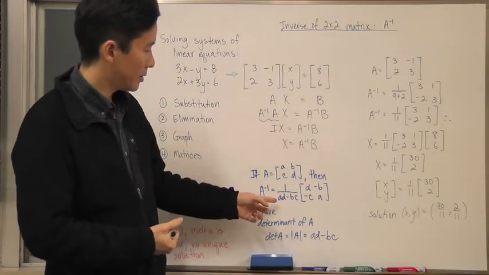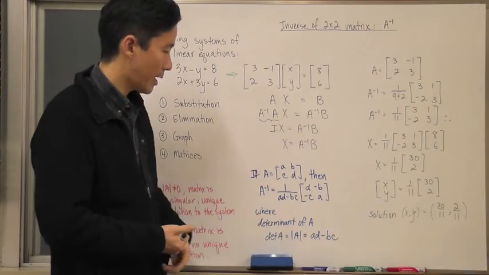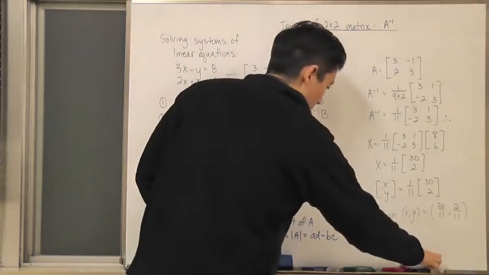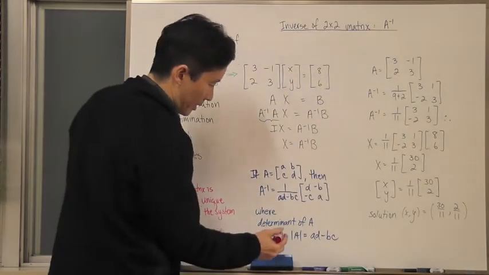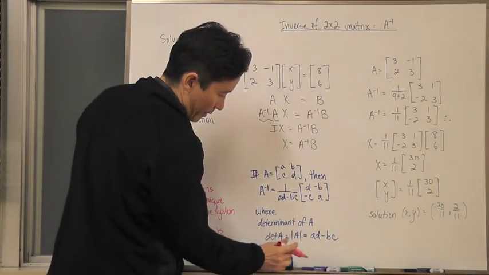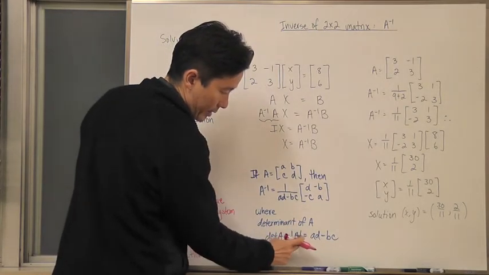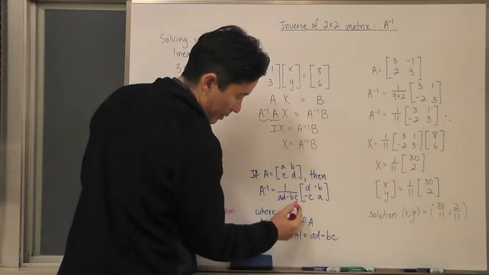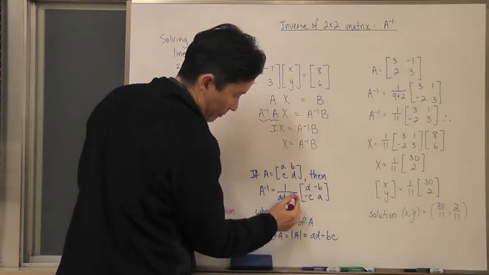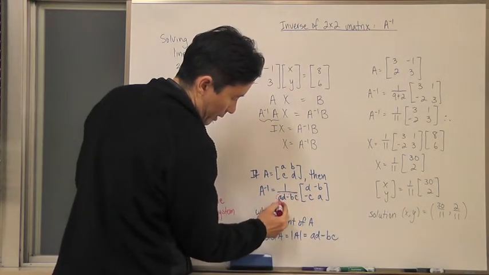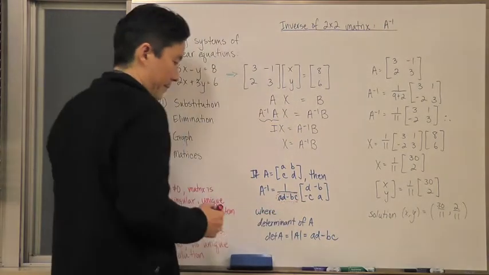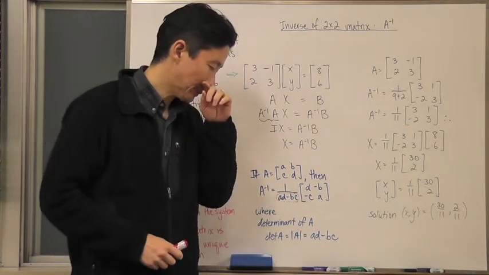We can also talk about the determinant of A, and the determinant of A, remember, is just this part. The determinant of A, or we can also write it this way, is just that part. So the only part that we're talking about when we're talking about the determinant is just that part. Okay, what's under the 1.